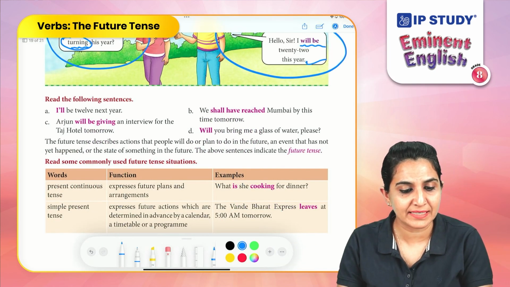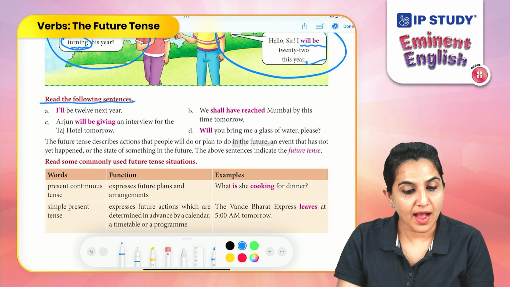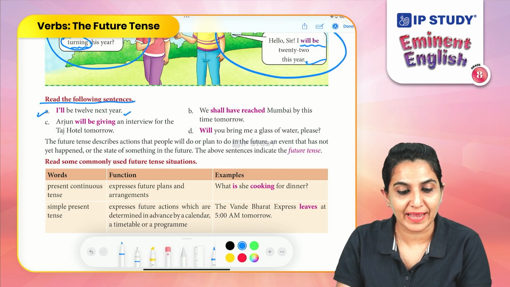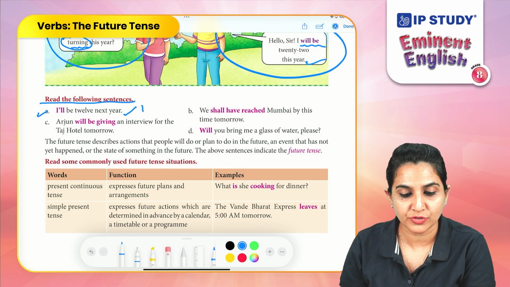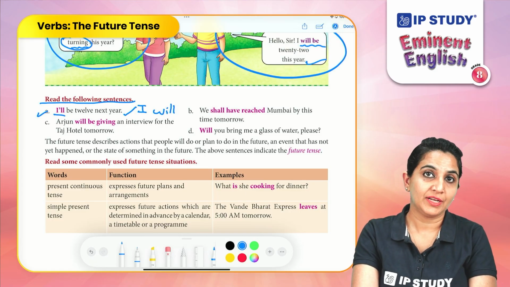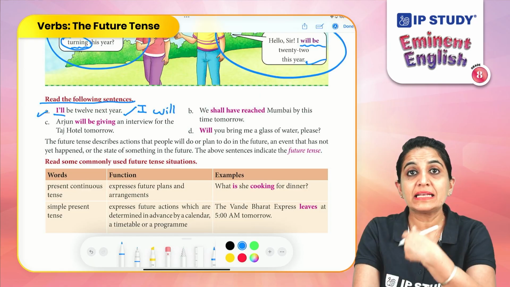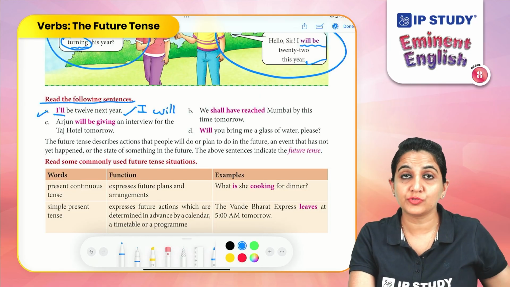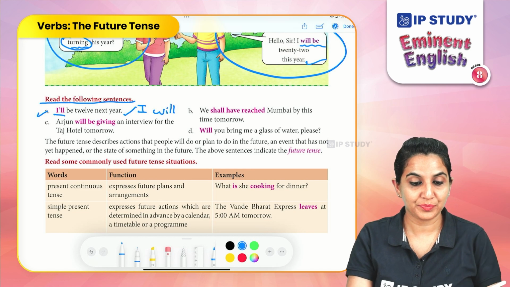Let us read and understand the following sentences. I'll be 12 next year. In this sentence, we have used the contracted form of I will, which is I'll. So, I'll be 12 next year. Now, they're talking about the age that is going to be next year. So, they're talking about the future and what the age is going to be in the future.